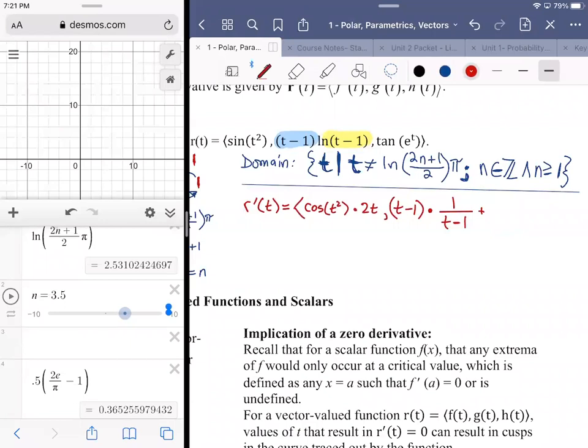All right, so that's just a ln of t minus 1. And then the tangent part of it, that's probably, well, I don't want to say the easiest, but it's as straightforward as the sine of t squared. If you know the derivative of tangent, which is secant squared, then you just go from there. So secant squared of e to the t, multiplied by e to the t, because that's our inner function.